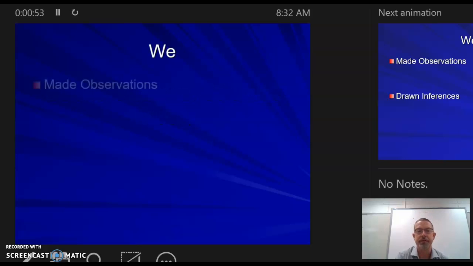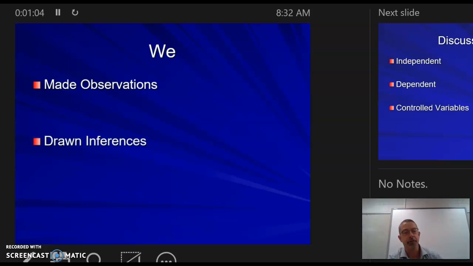So here's what we've done so far. We've been working on making observations. We did this with the Candle Lab. We did it with the deformed frogs. And then we've drawn inferences about what could be causing some of these phenomena.